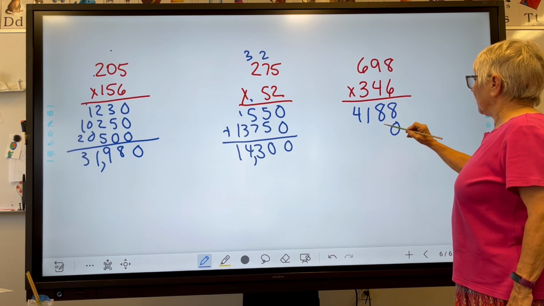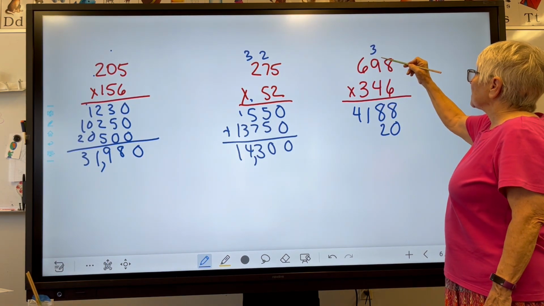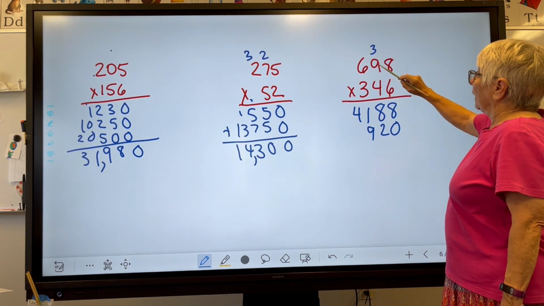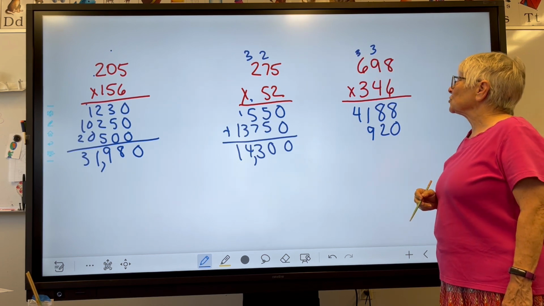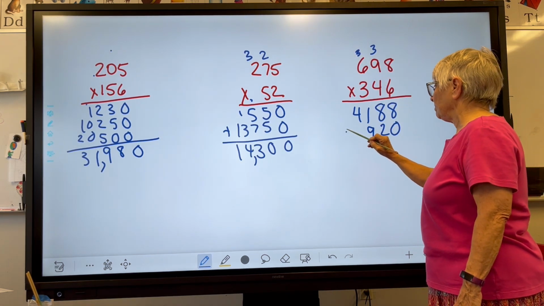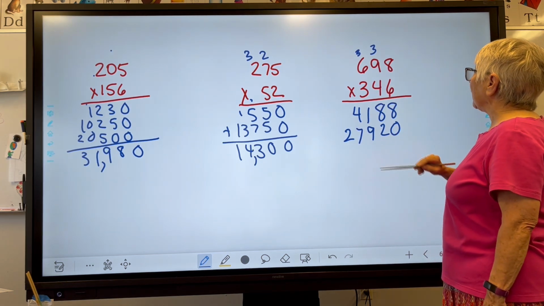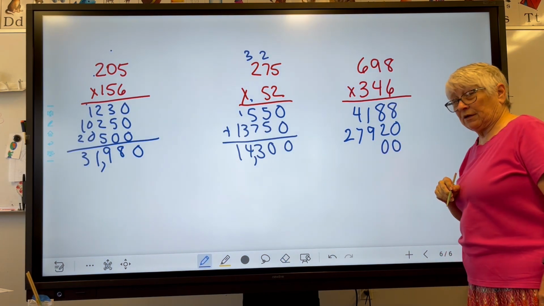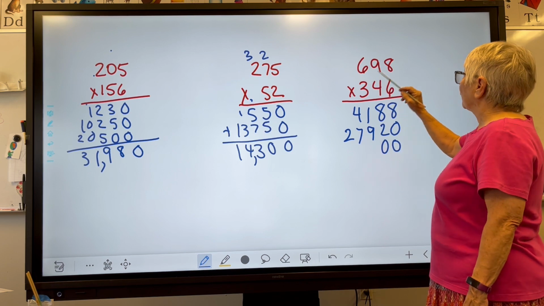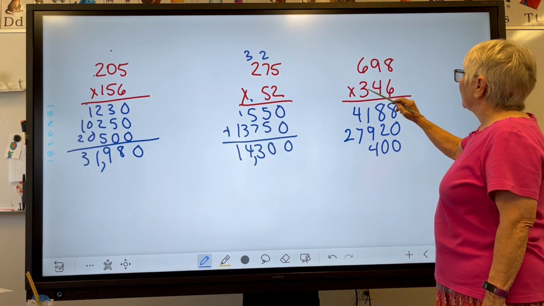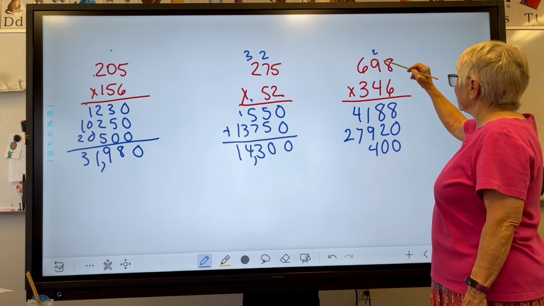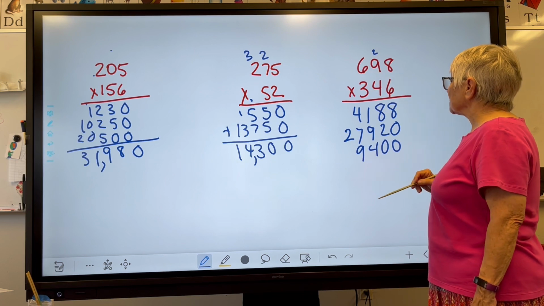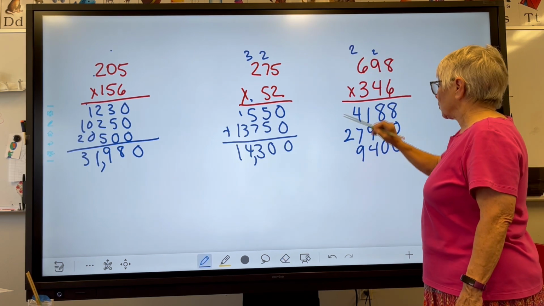4 times 8 is 32. 4 times 9 is 36, plus 3 is 39. 6 plus 3 is 9. 4 times 6 is 24, 25, 26, 27. Now we go to the 3, but it's not a 3, it's a 300, so we have to put these 2 zeros down here that would be on that 100. 3 times 8 is 24. 3 times 9 is 27, 28, 29. 3 times 6 is 18, 19, 20.